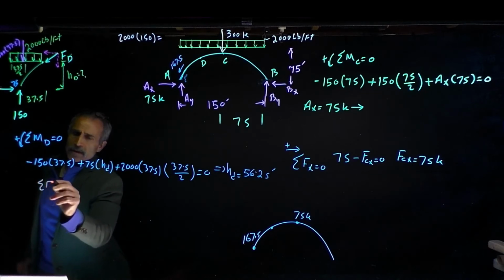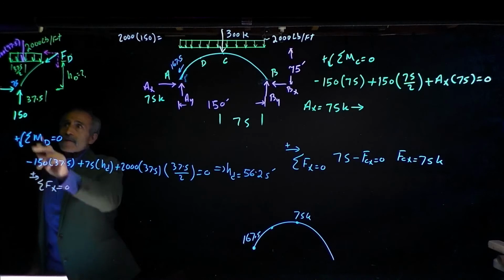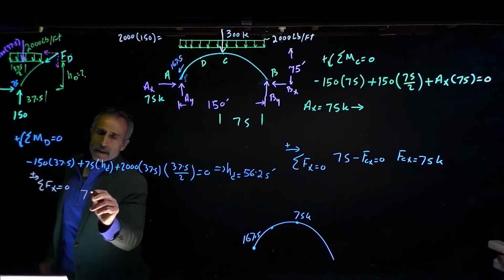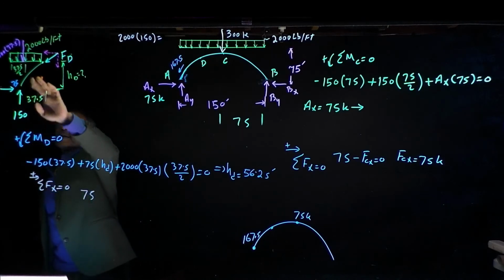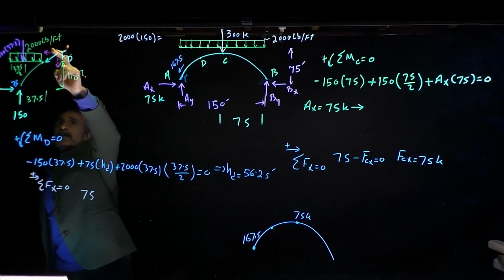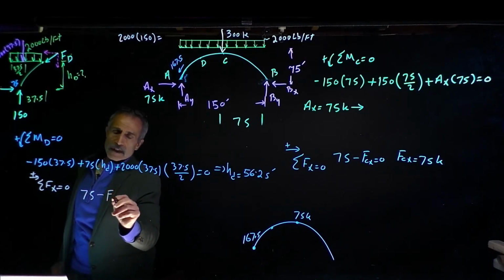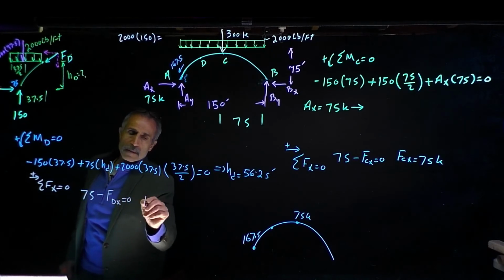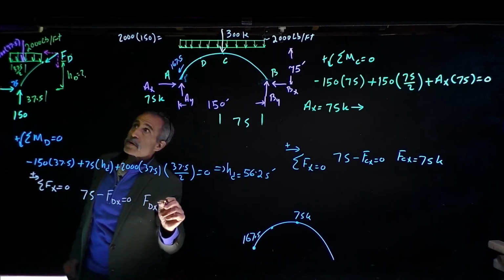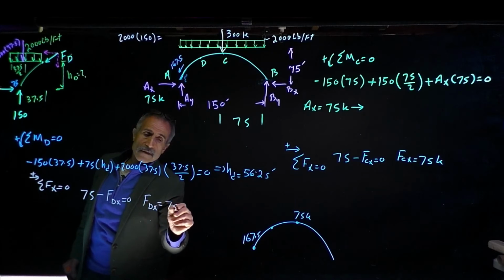Summation Fx is equal to 0. Going right is positive. I have 75 right there. And nothing, that was a vertical, that was a vertical. So right here, this one is going to be 75 minus F of Dx equals 0. My F of Dx comes out to 75 kip. And that's going this way.